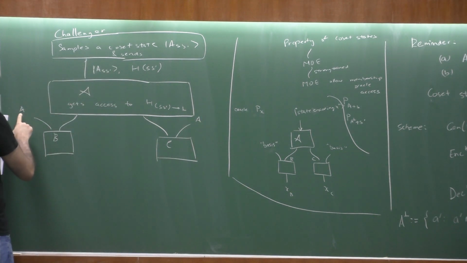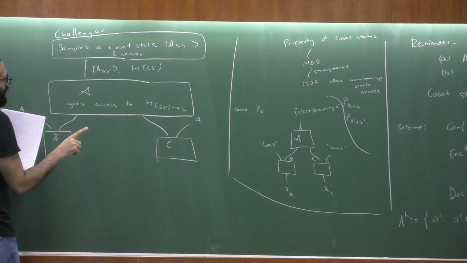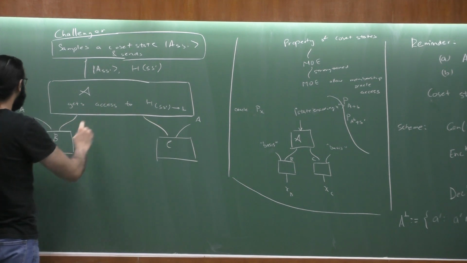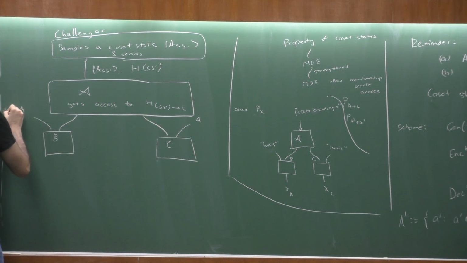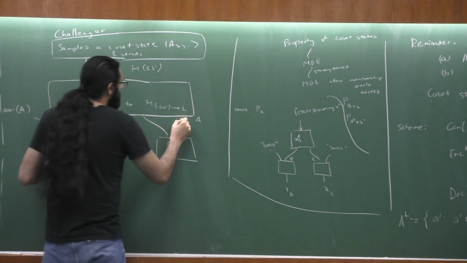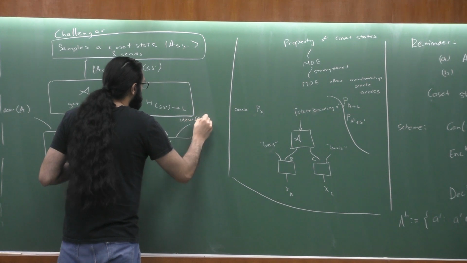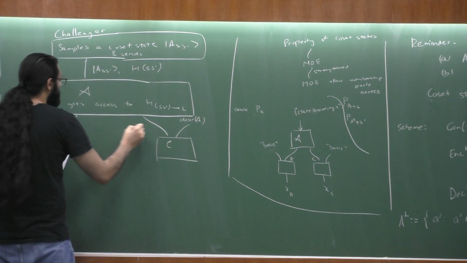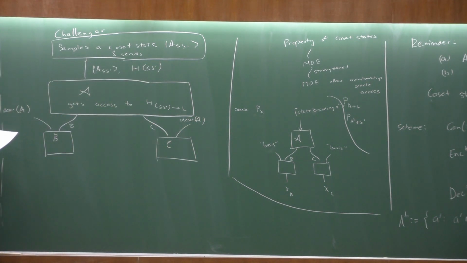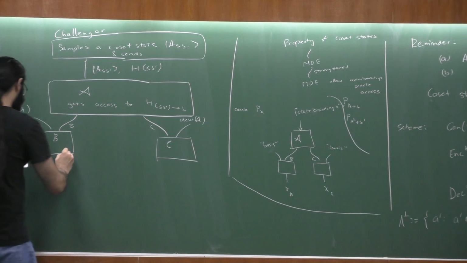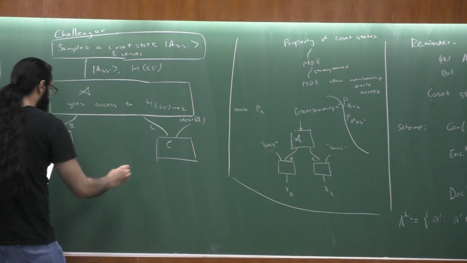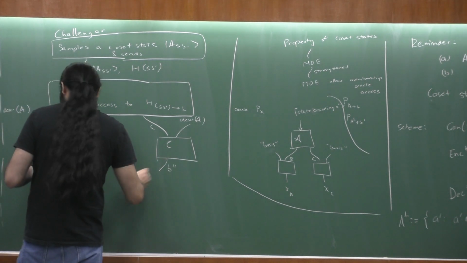So remember that A is overloaded. A is not a register here, so let me just write description so you don't get confused. Okay. So A is the subspace, and then B and C are the registers that are sent to B and C. And then you output B prime and B double prime.